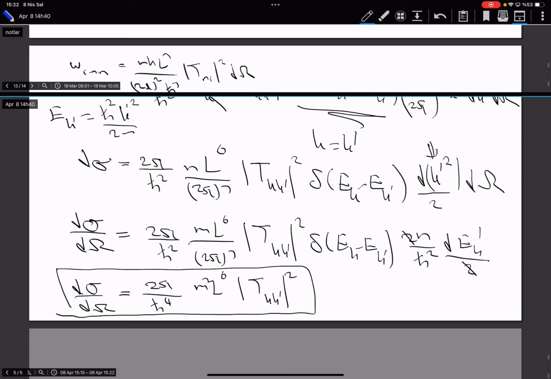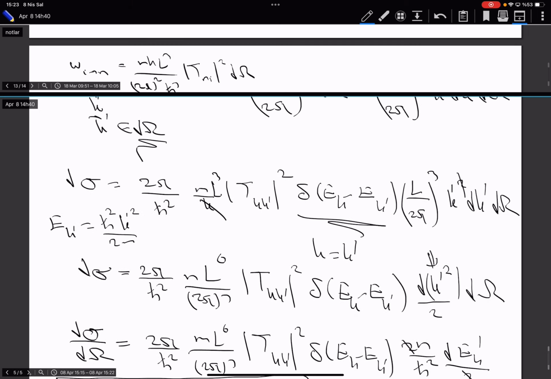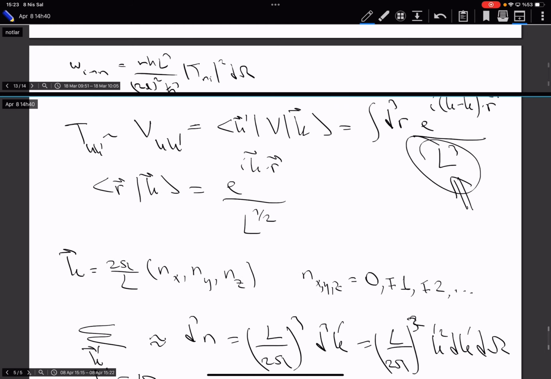By the way, I probably missed some factors on the way. Just make sure that you check those factors. Can I ask, when we get from summation to integral, what assumptions did we make?